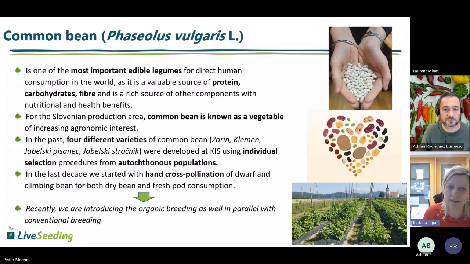But in the last decade, we started with hand cross pollination, so with targeted hybridization and pollination of different types of bean for different purposes. With this, we are recently introducing organic breeding in parallel with conventional breeding. This presents a huge challenge for us, and we are very keen to develop this and also to provide new varieties which are not only suitable for organic production, but also are organic varieties themselves. So please, next slide.